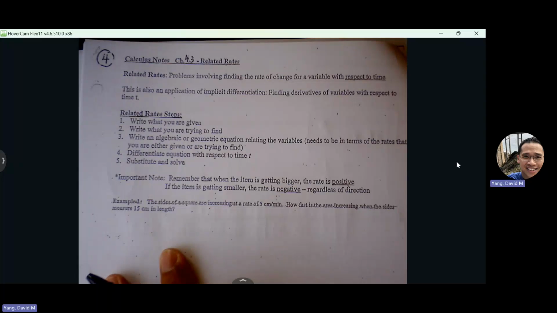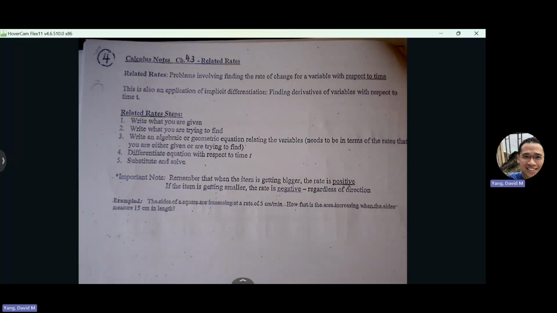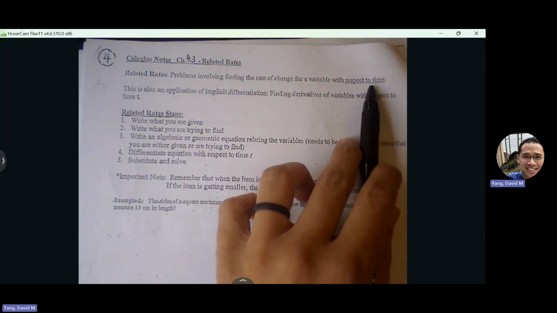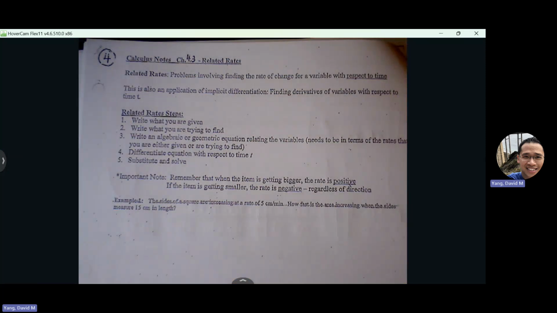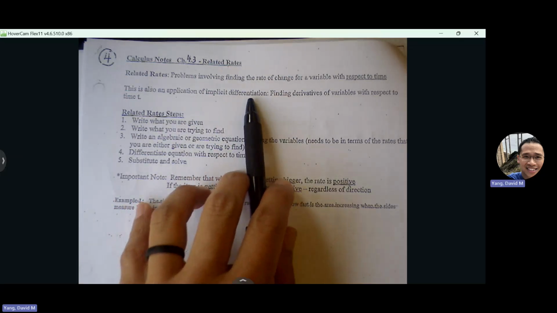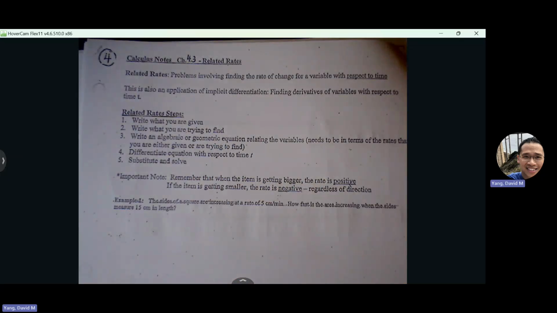So related rates. Related rates are problems involving finding the rate of change for a variable with respect to time. It's kind of similar to implicit in the sense that we're always going to attach a d over d, a derivative variable, to our y variable. But now we have a different independent variable: time. Because of that, every variable, not just the y, is going to get that derivative attached. So this is another application of implicit differentiation. We're finding the derivative of variables with respect to time.